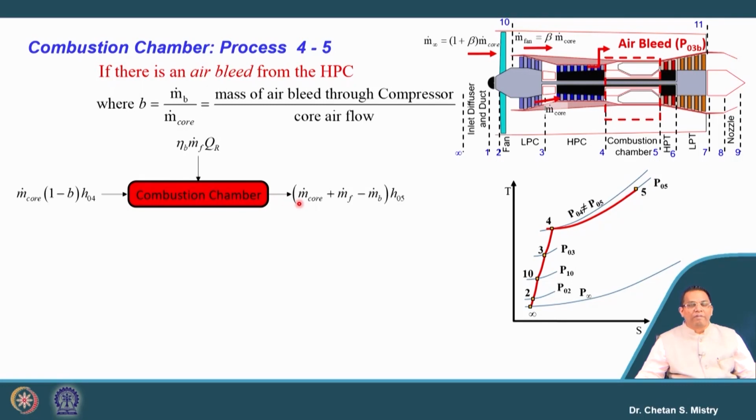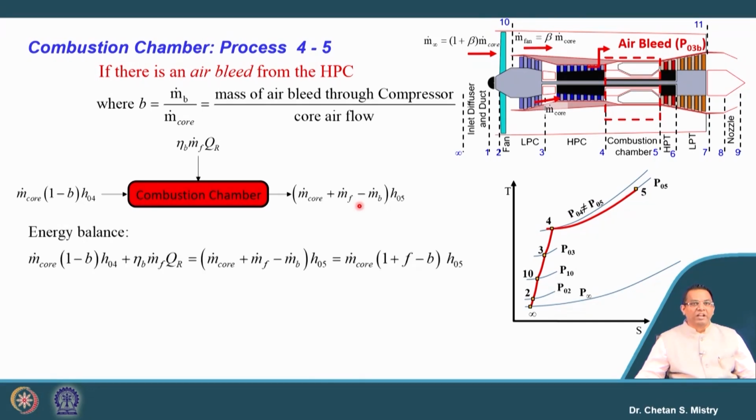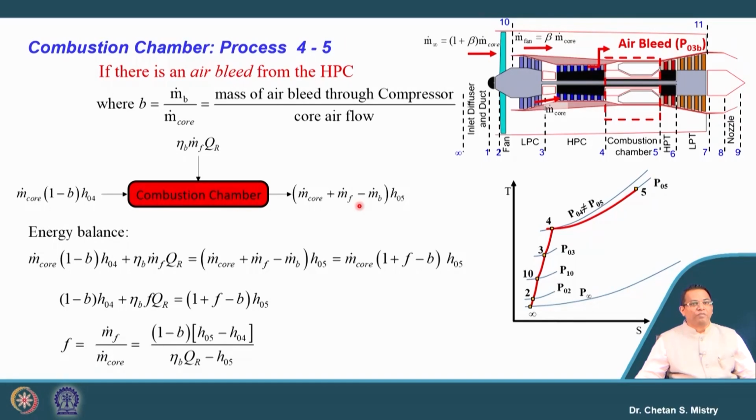So, that is what will be reflecting here in terms of m dot core plus m dot F minus m dot B into H05. So, be careful when it is given that the air is being bled from the HP compressor, then you need to modify your energy balance for the combustion chamber, because the very first component after air bleeding will be your combustion chamber. If we are writing the energy balance, the formulation is what will be changed. It is in multiplication of 1 minus B.